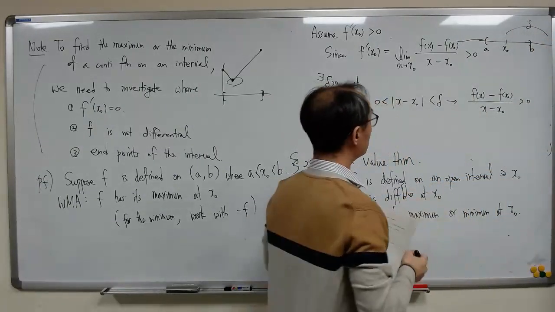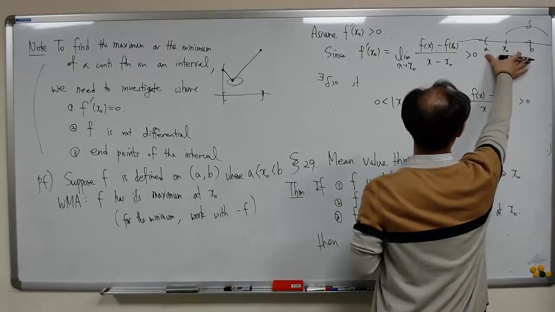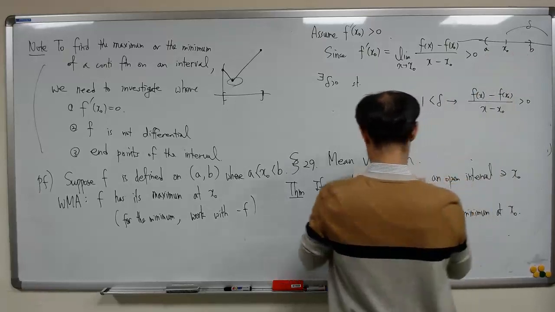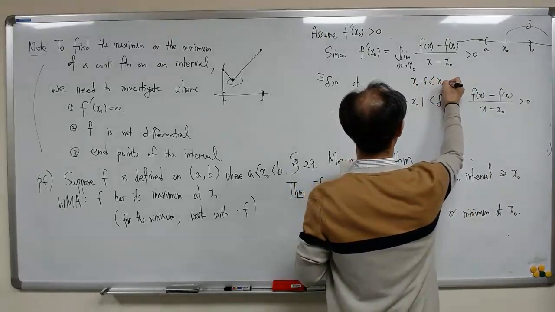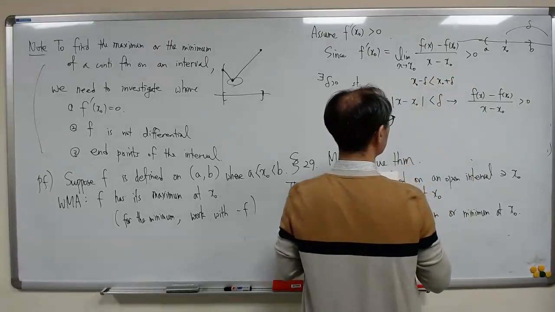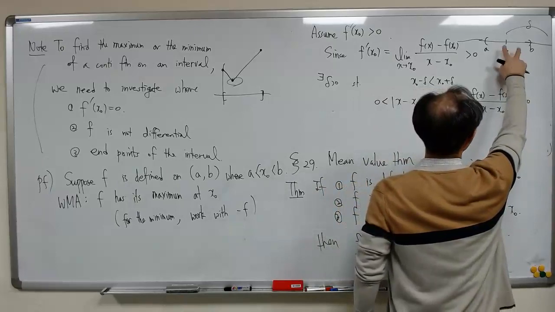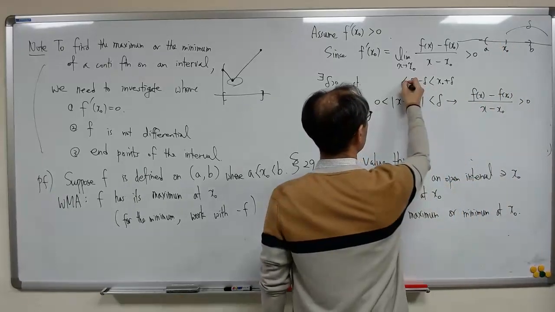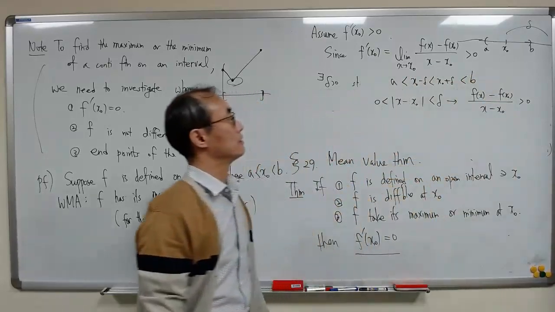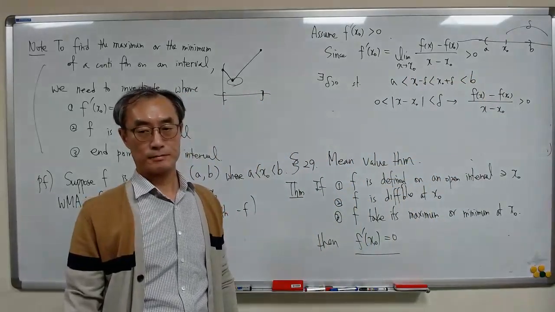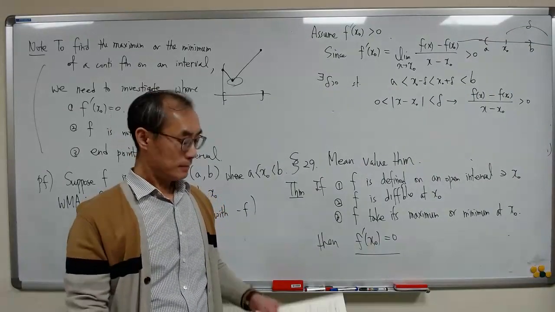So the domain of definition is the interval from a to b, right? And the interval centered at x naught of radius delta, from x naught minus delta to x naught plus delta, should belong to the interval from a to b. That's the domain of definition.